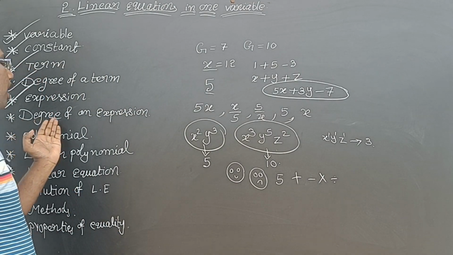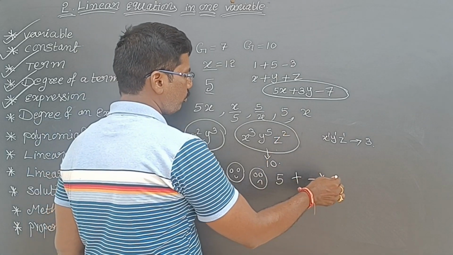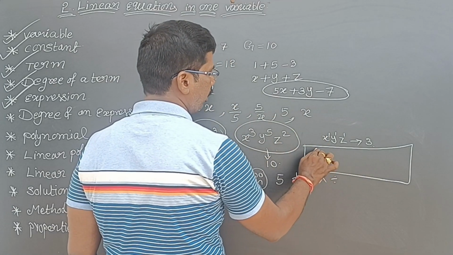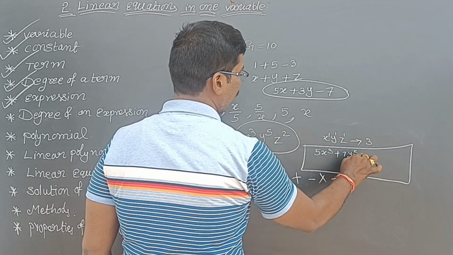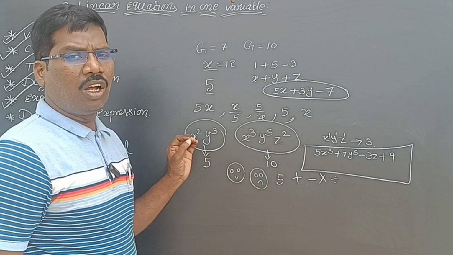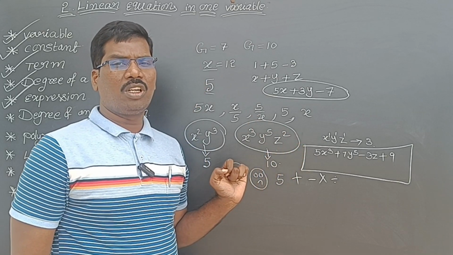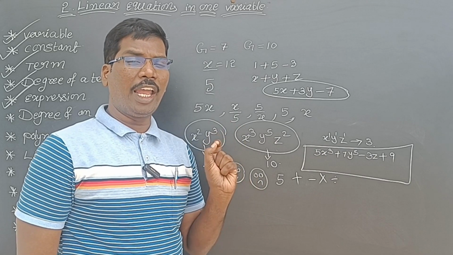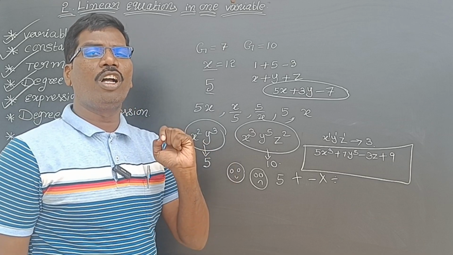Now, the degree of an expression, the degree of an algebraic expression. See here, I will write one expression: 5x cube plus 7y to the power of 5 minus 3z plus 9. So this is the algebraic expression. How can we say the degree of this algebraic expression? It is the highest degree of a term which is present in the algebraic expression.